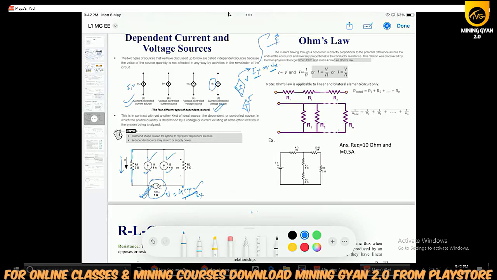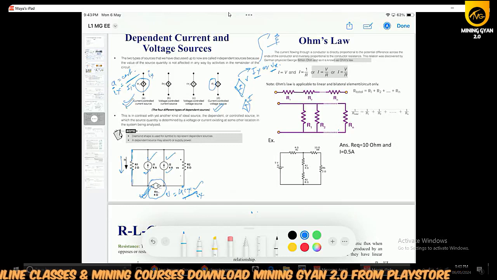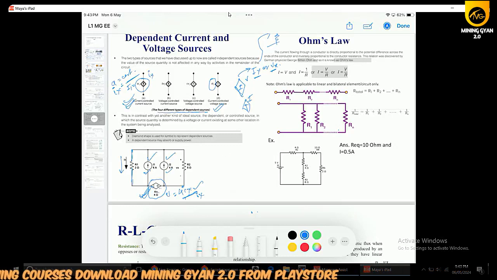Okay, and it has the value of A times IX, where A is a constant, but IX is another current that is dependent on another element. So this value is controlled by IX, and that's why it is called a current controlled current source. There are four different types of dependent sources: current controlled current source, and the voltage controlled current source, because it is dependent on another voltage Vx.